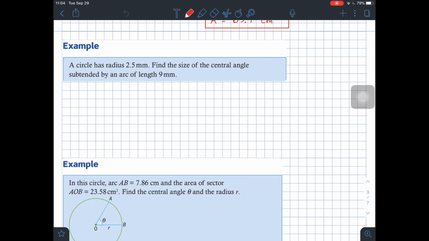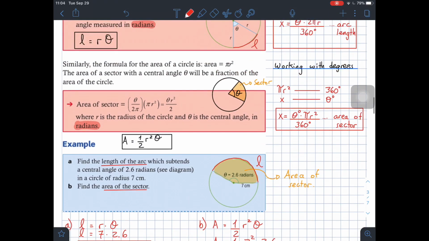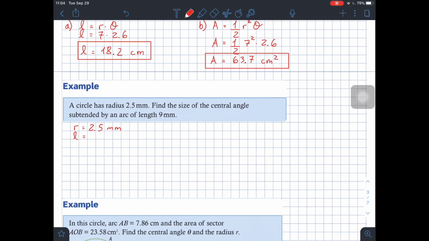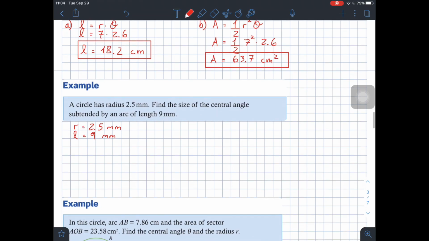So the first one says, a circle has radius 2.5 millimeters. Find the size of the central angle subtended by an arc length of 9 millimeters. Okay, so if we identify our data first, the radius of this circle is 2.5 millimeters. And the arc length, remember the arc length is this, right? It's symbolized with an L. The arc length is equal to 9 millimeters. So with these two pieces of information, we want to find the size of the central angle. So we want to find theta, right?